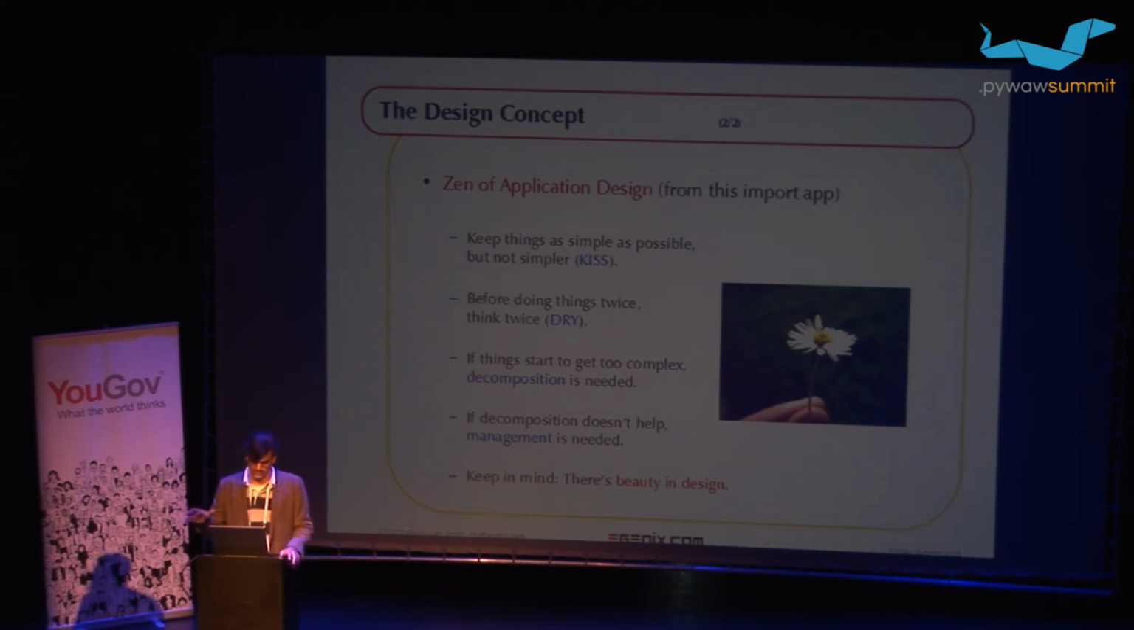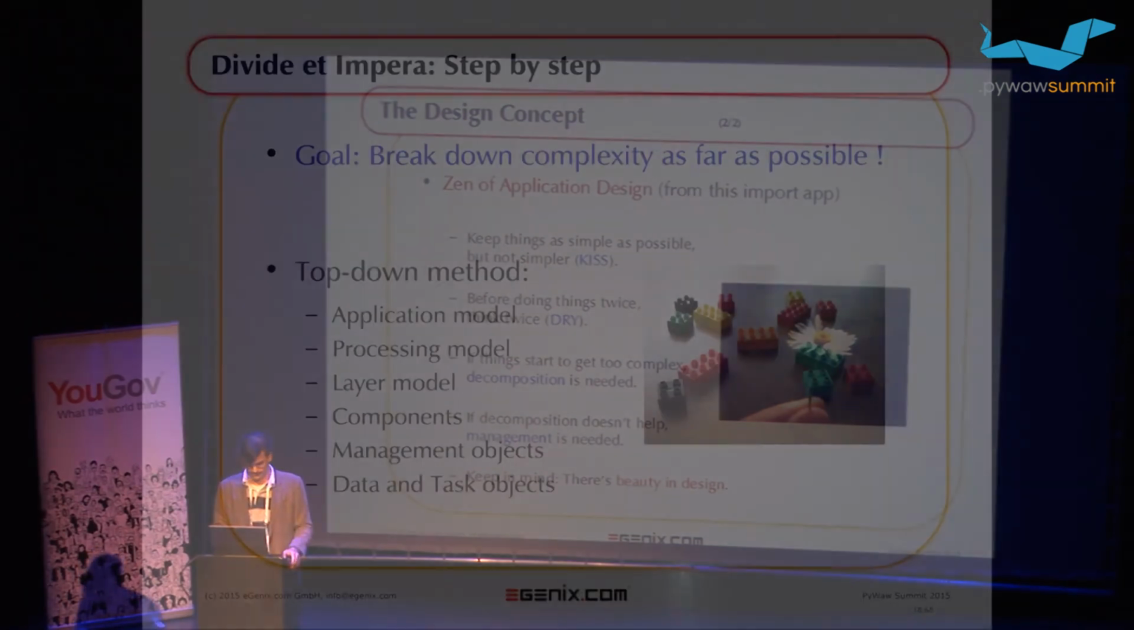And then very central to this concept is, if something gets too complex, you try to decompose it into smaller parts, which is this divide et impera principle. And then if that doesn't help, if you get too many smaller pieces, then of course you have to look for other ways of doing things. And the way to do that is to apply some management, like what you do in a company. So if you follow these kinds of principles, and you always keep in mind that design is supposed to be something that's beautiful, then you probably come up with a good design.